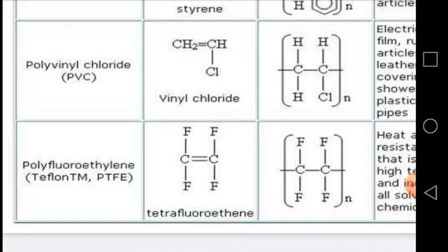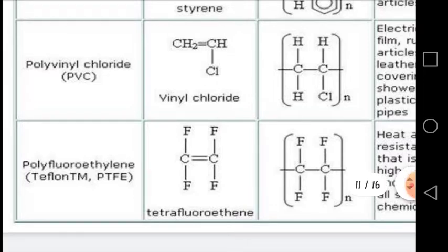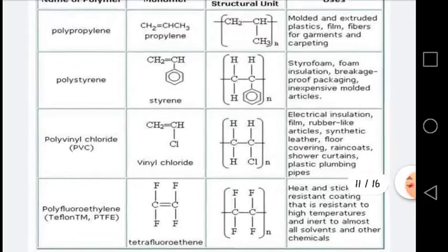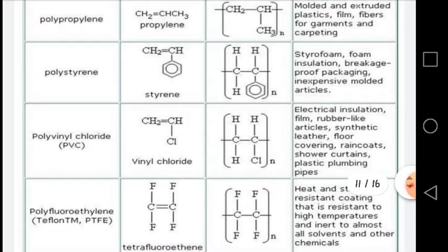Polyfluoroethylene. This is another polymer, and the monomer is tetrafluoroethene. This is the repeating unit, and these are the uses. Heat and stick resistant coating that is resistant to high temperatures and inert to almost all solvents and other chemicals. So these are a few polymers and their uses.